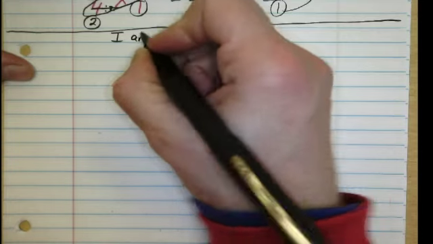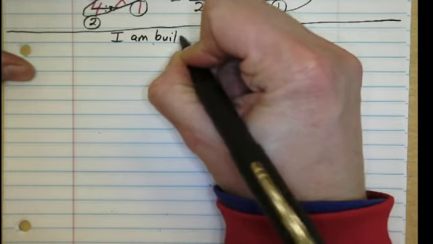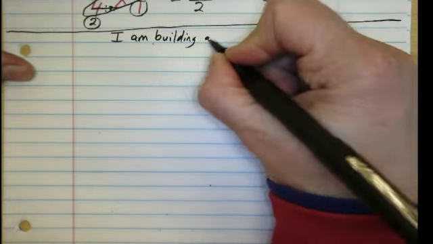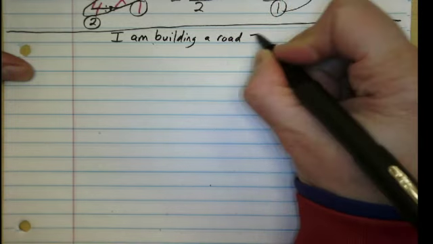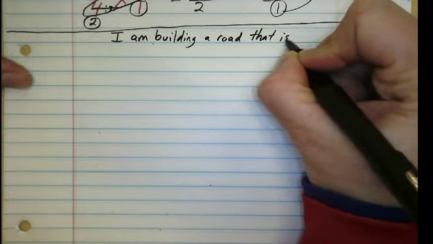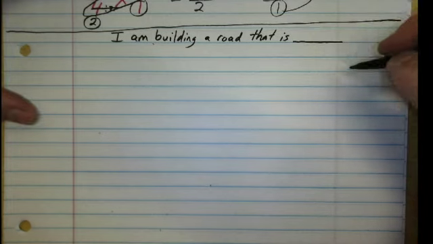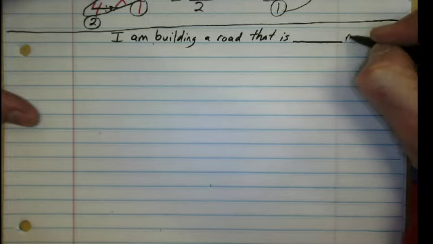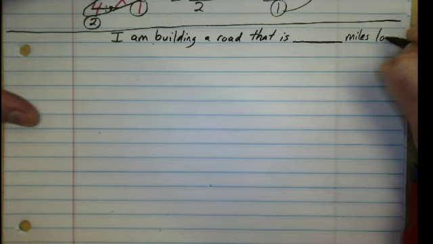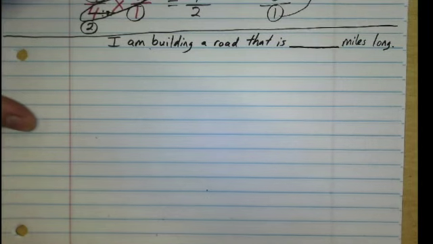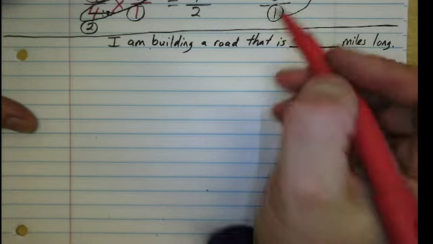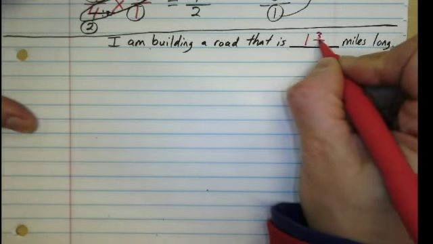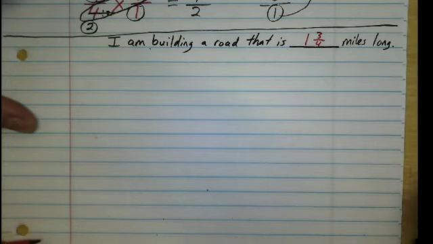I am building a road that is blank miles long, period. So what goes in the blank? That's my total. That's my 1 3/4 miles long.